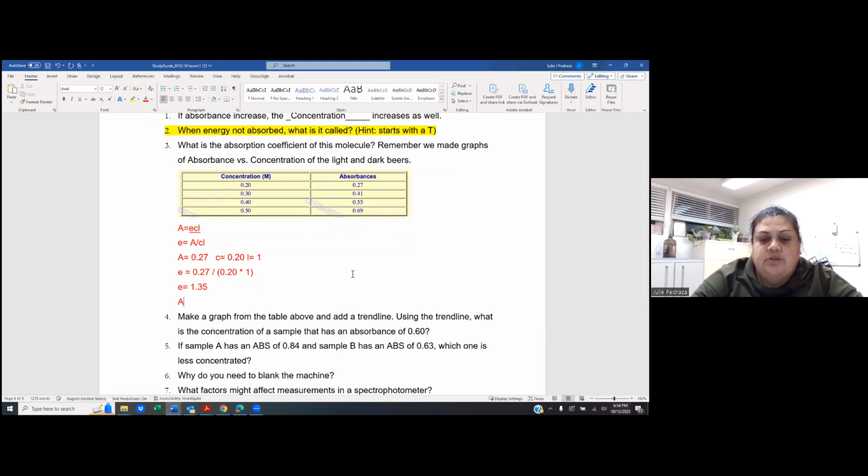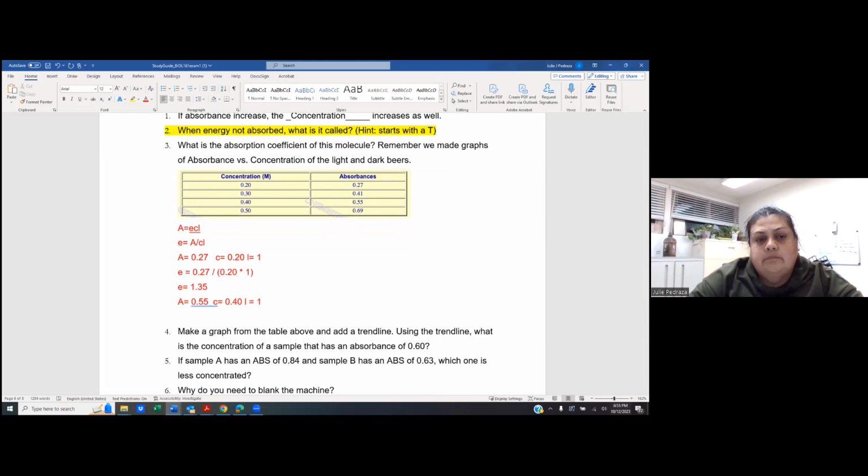So the next one we're going to choose, I will choose absorbance of 0.55, which the concentration is 0.40, and the length of the cuvette is 1. Okay. So we plug the equation in. Okay. 0.4.